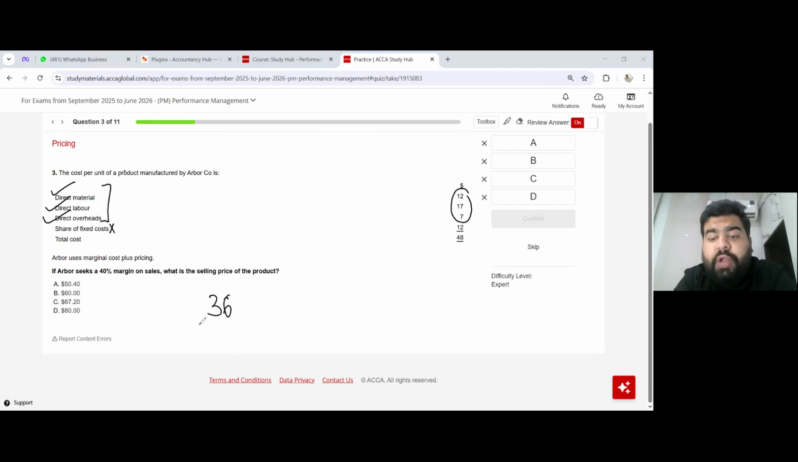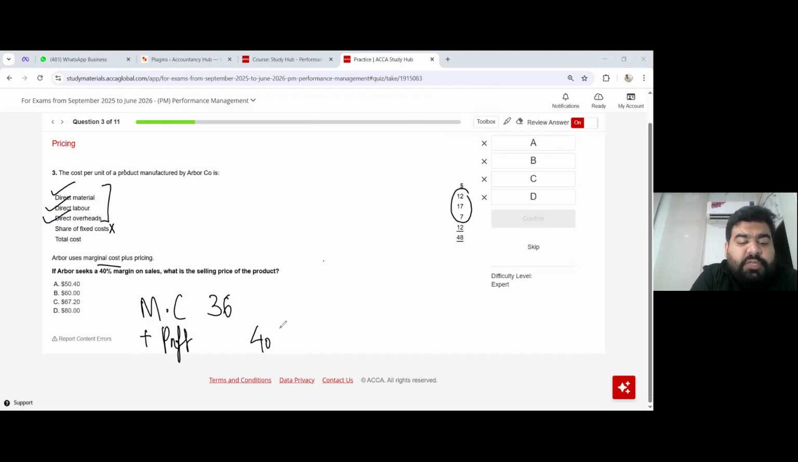Now what we have to do? This 36 we have got as the marginal cost. And what is our scenario? In marginal cost plus pricing, we have to add the profit of 40% to reach the selling price. To reach the selling price, we have to use marginal cost plus 40% margin.